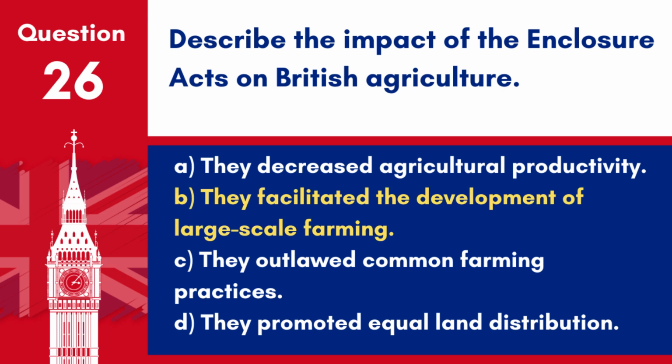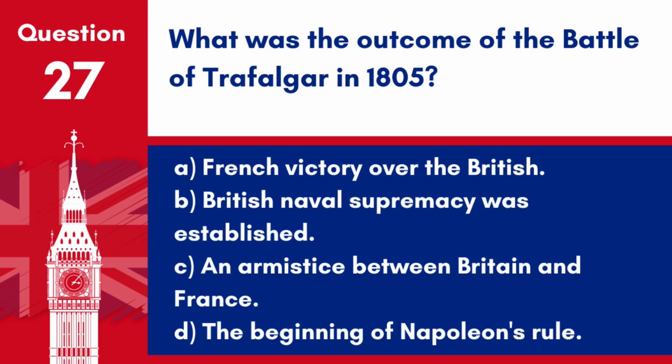Answer: B. They facilitated the development of large-scale farming. The Enclosure Acts allowed for the consolidation of common lands into individual plots that were privately owned, which significantly altered the landscape of British agriculture towards more efficient farming methods. Question 27. What was the outcome of the Battle of Trafalgar in 1805?